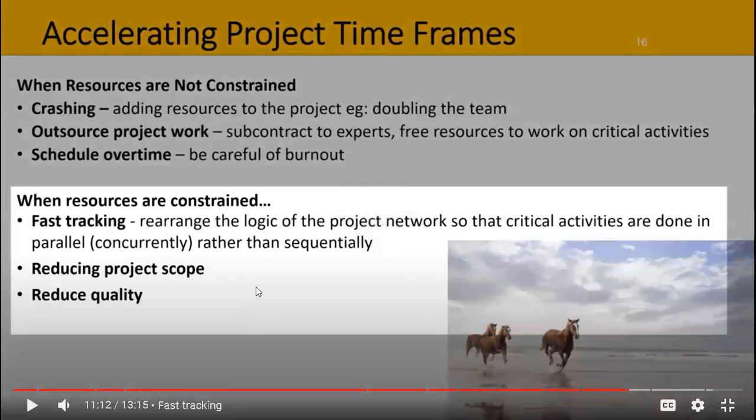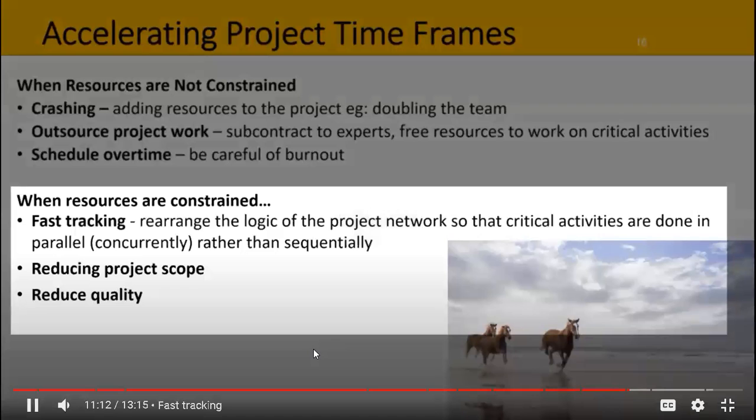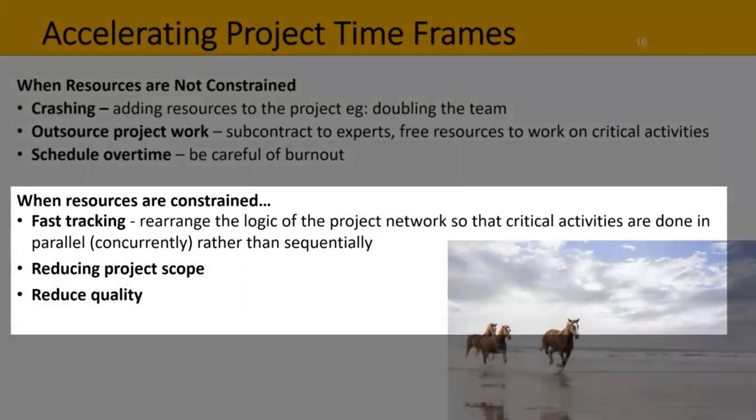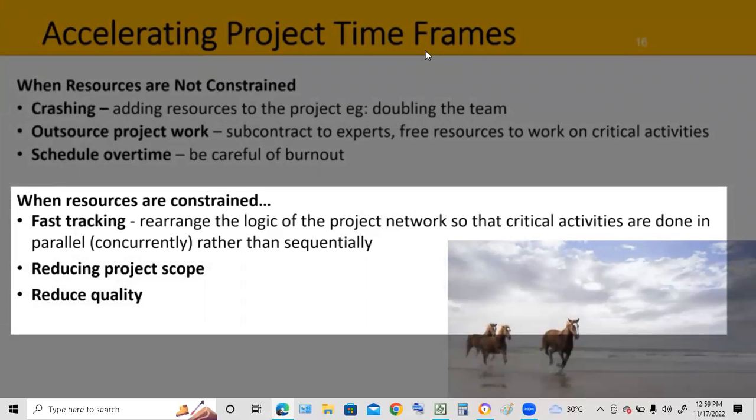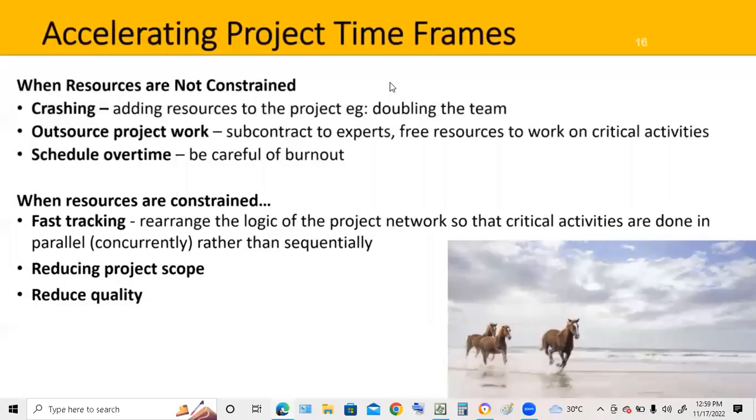When resources are constrained, you could try fast tracking. So you could rearrange the logic of the project network so that critical activities are done in parallel or concurrently rather than sequentially. You might also try reducing the project scope, so doing less, or reducing the project's quality, as in perhaps you do one less round of testing.